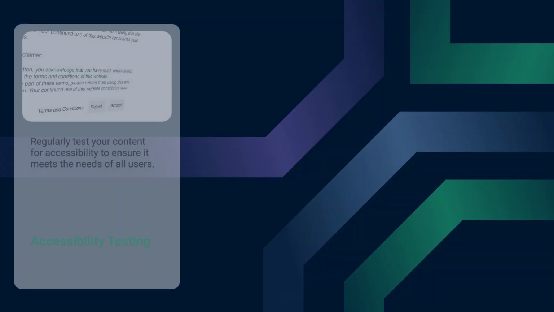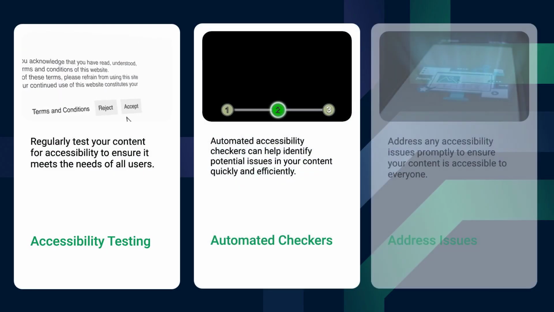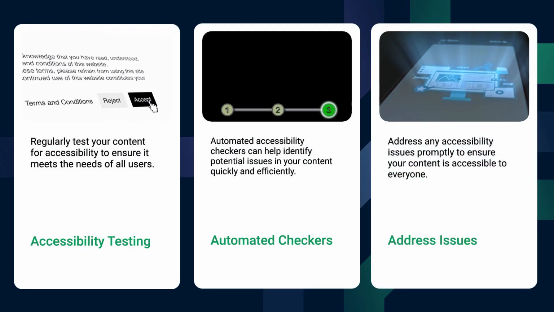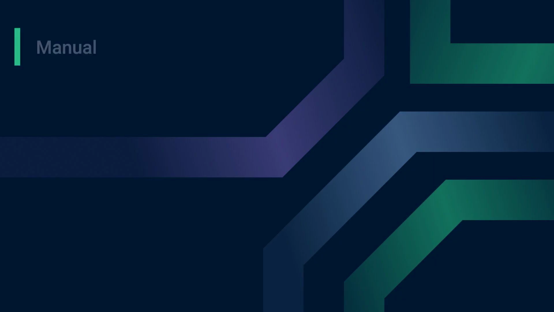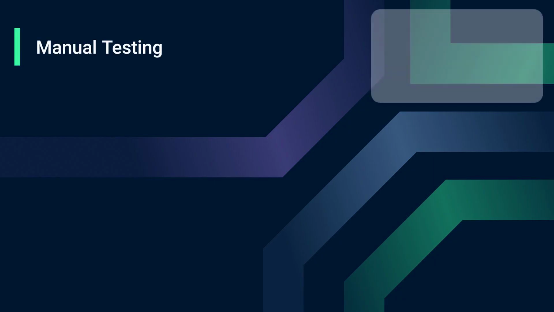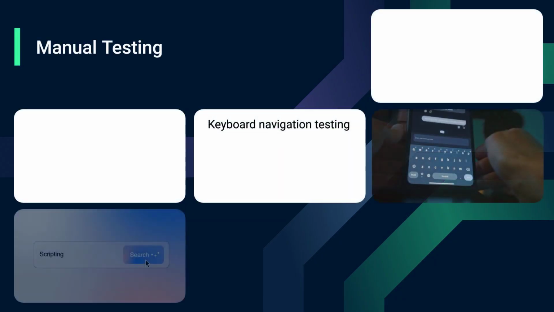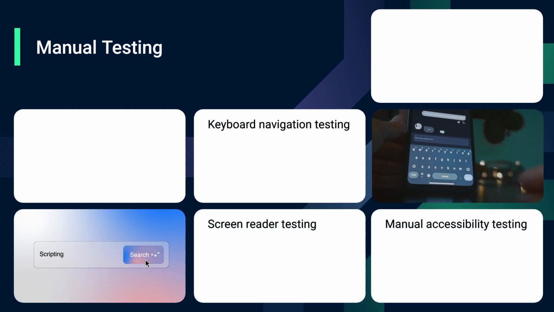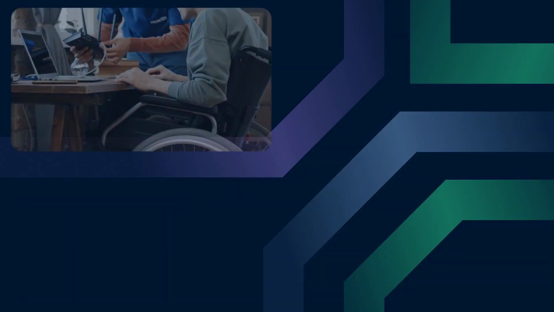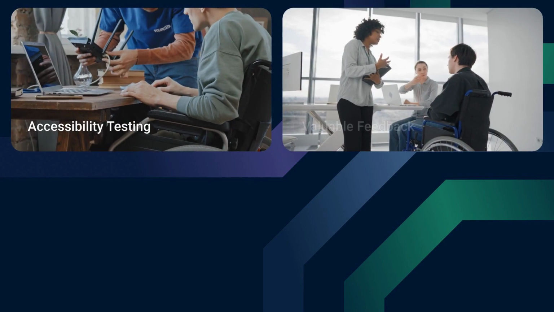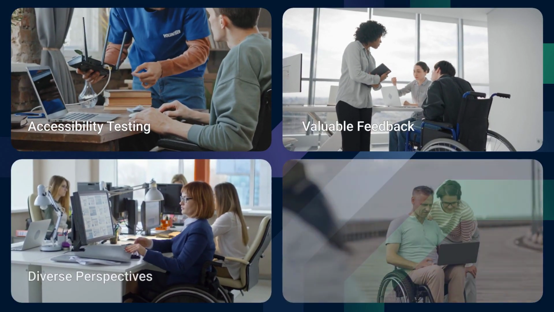Regularly test your content for accessibility. Use automated accessibility checkers to identify potential issues. Manual testing is also essential. Use screen readers and keyboard navigation to experience your content as a person with a disability would. Involve people with disabilities in your testing process to get valuable feedback.